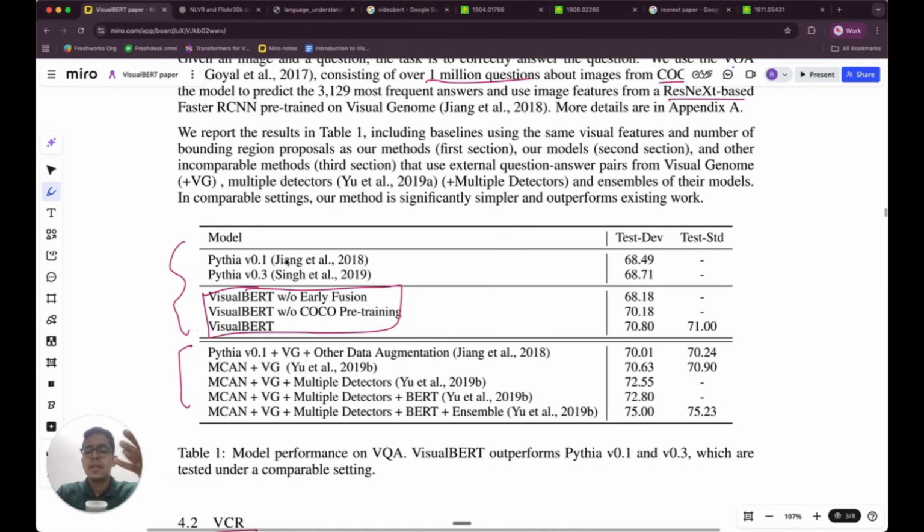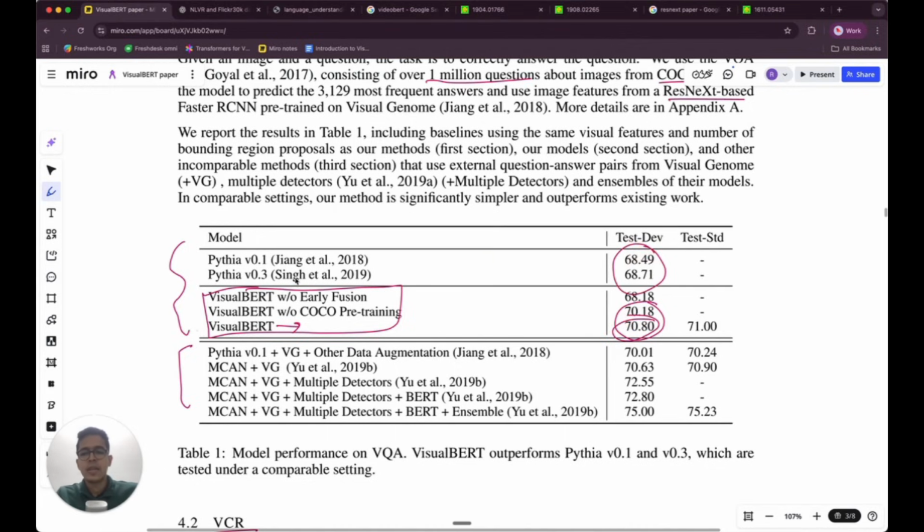But this model is comparable to similar models of similar size. The performance is much better, right? On the test dataset, it has 70% performance. If you use VisualBERT, here VisualBERT with BERT pre-training, COCO pre-training, task specific pre-training, and fine-tuning, that's the last one, which has the best accuracy, 70.80.